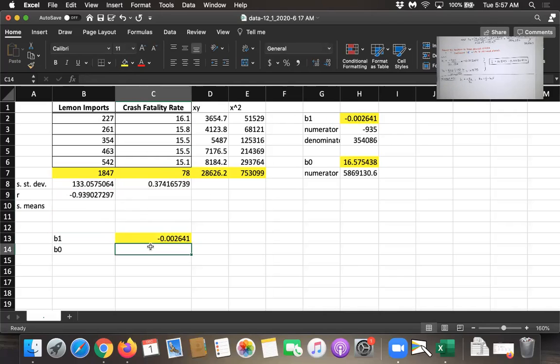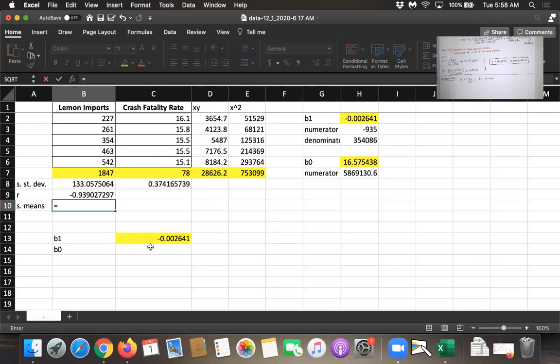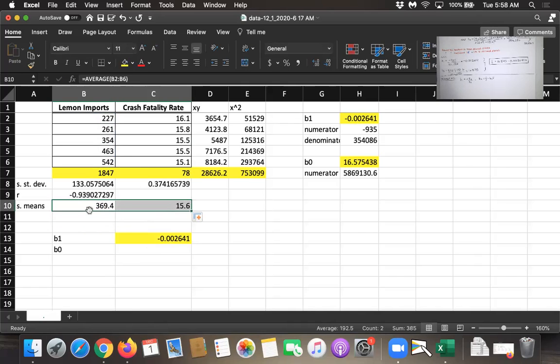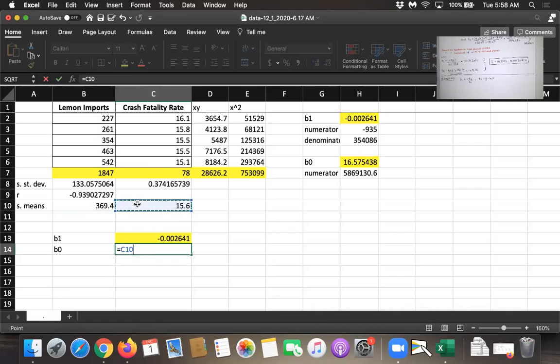Now to find B sub 0, we need sample means. So I will use Excel's average function. You need to type equals average, open parentheses, select the X values, close parentheses, drag and drop. So I've got the average X value, the average Y value, and B sub 0 is the average Y value minus B sub 1, which we just calculated, times the average X value. Notice that we get the same thing there.